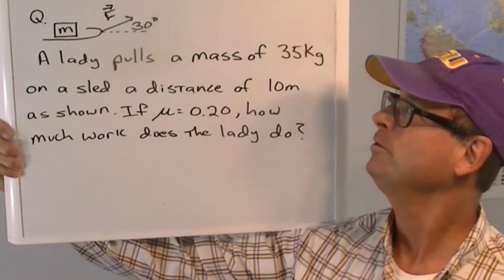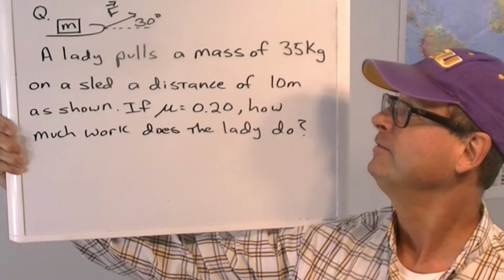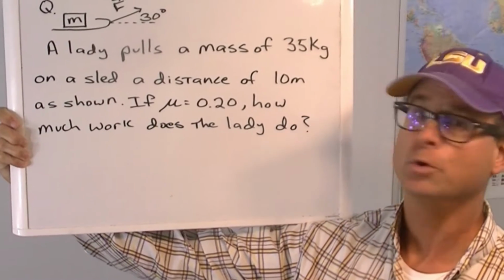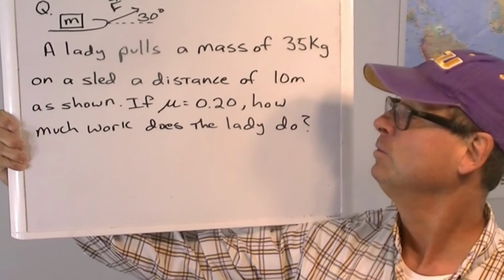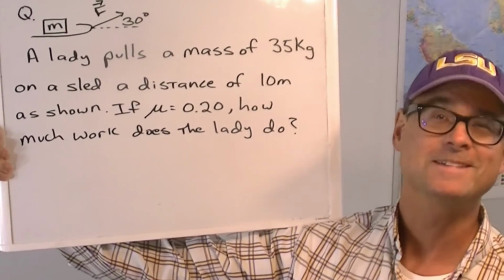A lady pulls a mass of 35 kilograms on a sled a distance of 10 meters through the snow as shown. If mu, the coefficient of friction, equals 0.20, how much work does the lady do?